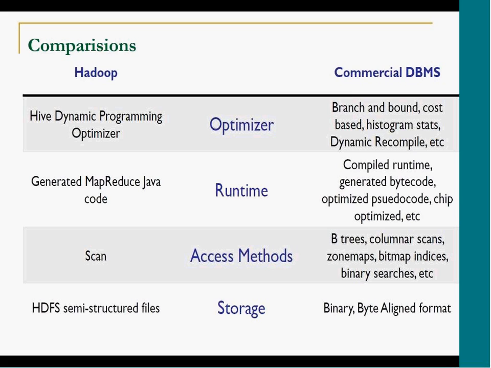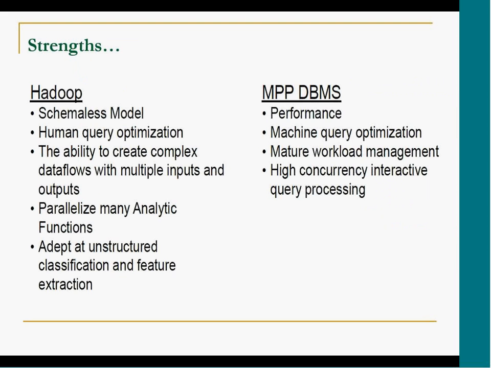Running access methods: in the case of Oracle or Teradata, you use indexes or different types of indexes. But here it is a sequential scan of the file. In Hadoop, you can use any type of structured, unstructured, or semi-structured file. In the case of commercial RDBMS systems, you can store only structured data.